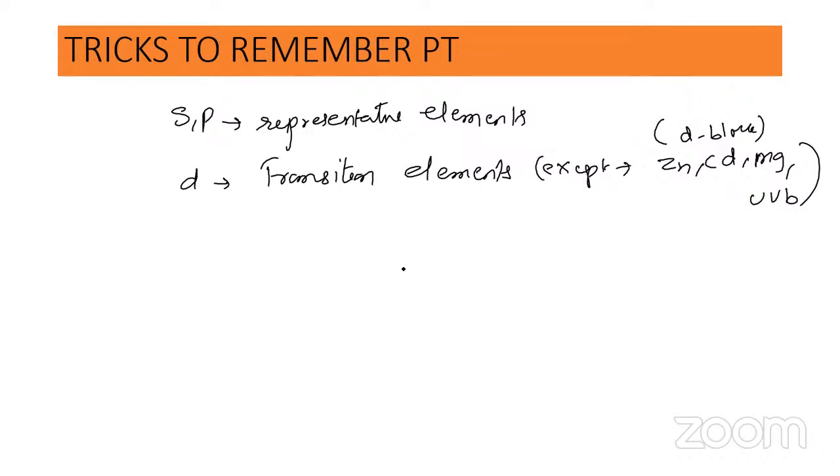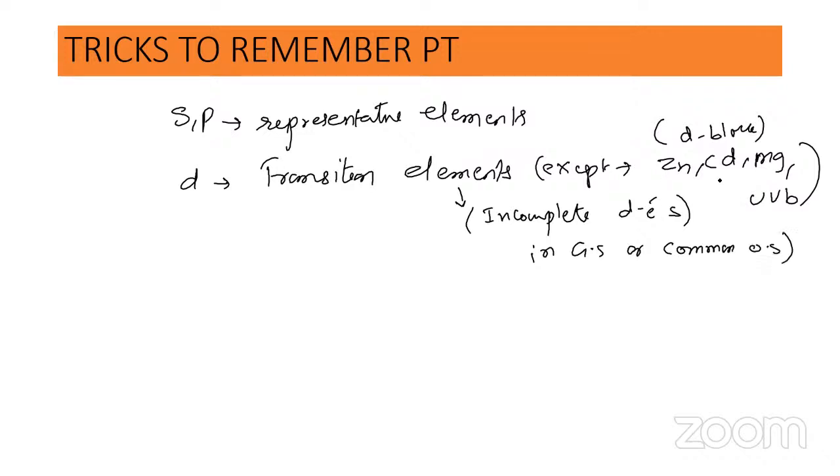So what are transition elements? Those which have incomplete d electrons in the ground state or in common oxidation states. So zinc, cadmium, mercury, and this UUB violate the transition element definition, even though they are D block. Next, F block elements are called inner transition elements.